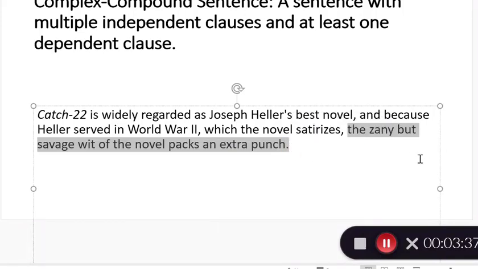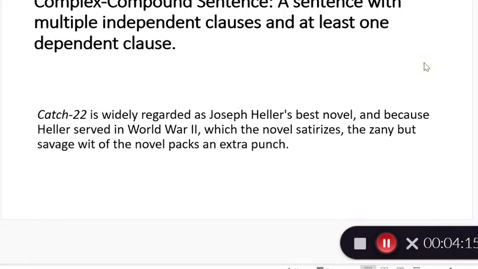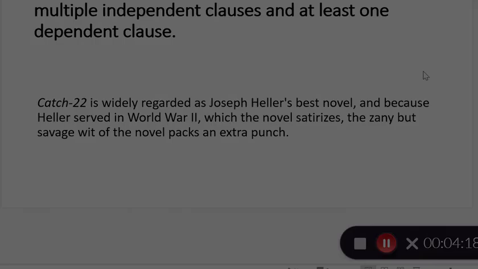That set of words could be a sentence and it could be correct on its own. So that's an independent clause. Catch-22 is widely regarded as Joseph Heller's best novel. If there was a period here, this could be a grammatically correct sentence. Because Heller served in World War II, that is not a sentence in itself, so it has to be a dependent clause. Which the novel satirizes. Again, doesn't make sense by itself. Usually when something starts with "which," use extra caution because you might have a dependent clause. Anyway, knowing where the dependent and independent clauses are in a piece of writing can help you know if your sentence structure is grammatically correct.